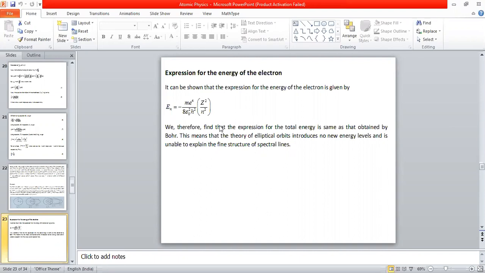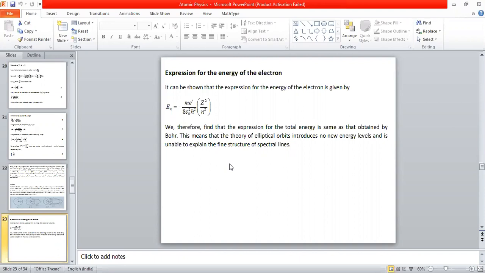Even if we newly introduce elliptical orbits in Sommerfeld's model along with circular orbits, the energy expression does not change. What came in Bohr's model is what comes here too. So the thing is, the concept of elliptical orbits does not introduce any new energy levels, and it gives the same energy level expression as that we got in the case of Bohr's theory.